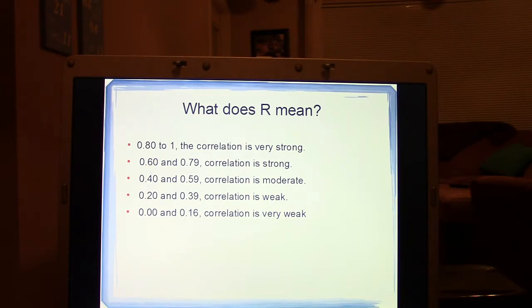So now that we have that data, we want to know exactly what it means. So we'll go ahead and flip back to the previous slide of what does R mean. And you can find it within this grouping. And so we know that this is a strong relationship, a strong correlation with this formula and with this data set.